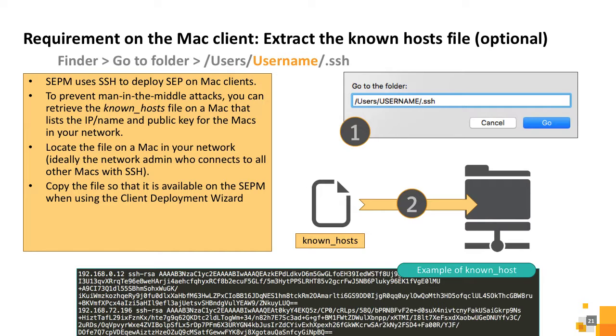To prevent man-in-the-middle attacks, you can retrieve the known host file on a Mac that lists the IP name and public key for the Macs in your network. Locate the file on a Mac in your network. Copy the file so that it is available on the SEPM when using the Client Deployment Wizard. The screenshot in the lower left of the slide shows an example of the content in the known host file. This file must not be edited manually.